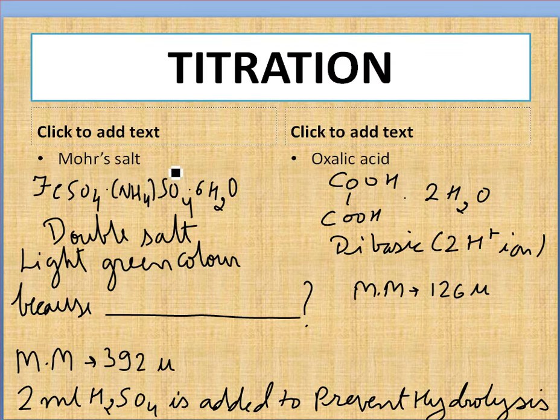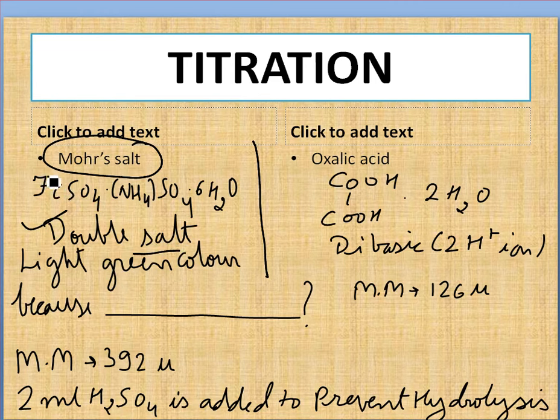Next point, we have to do the titration with the two. Number one is Mohr's salt, whose formula is FeSO4.(NH4)2SO4.6H2O. It is known as double salt. Very important point, double salt. Okay, why is it known as double salt? Because there are two cations present. One is this and another one is this. Clear? It is light green in color.